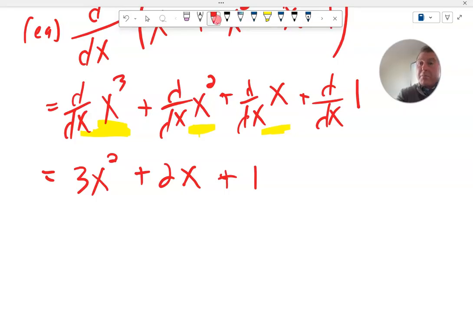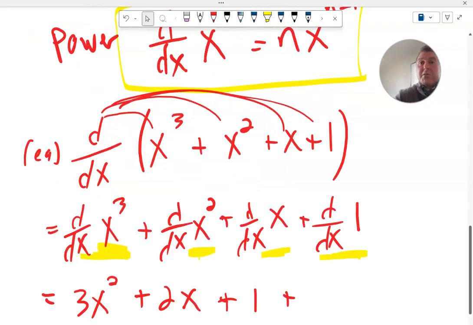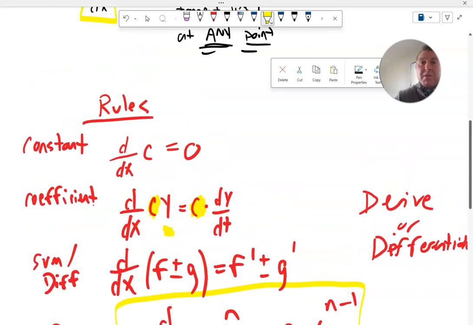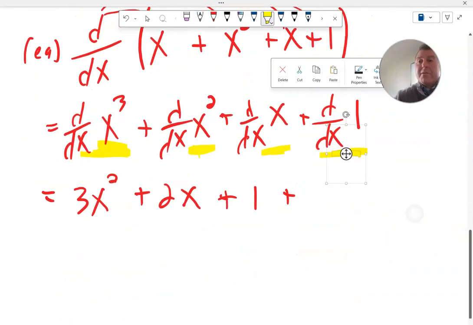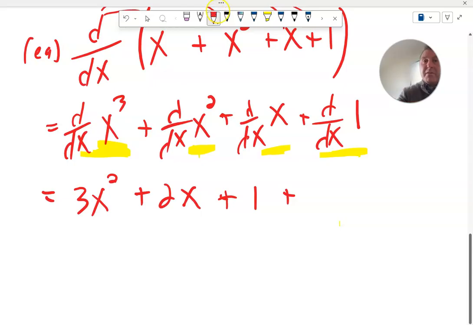You could also do this with the power rule. The 1 would come down, multiply by x, 1 goes down 1 to 0. And of course, x to the 0 is 1. Okay, now when I derive the 1, I'm going to use my constant rule, which says the derivative of a constant is 0. So the derivative of that 1 is just 0.